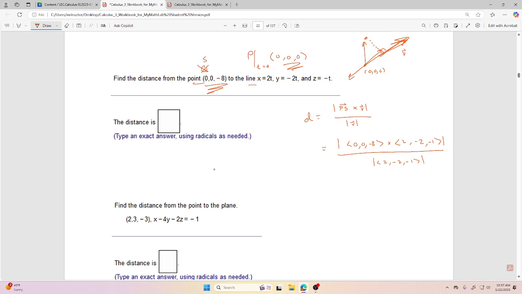Now, I have to do this cross product by hand, don't I? Oh, man, so difficult, especially with all those zeros. Gosh. That's supposed to be a 2, by the way. Okay, there we go.